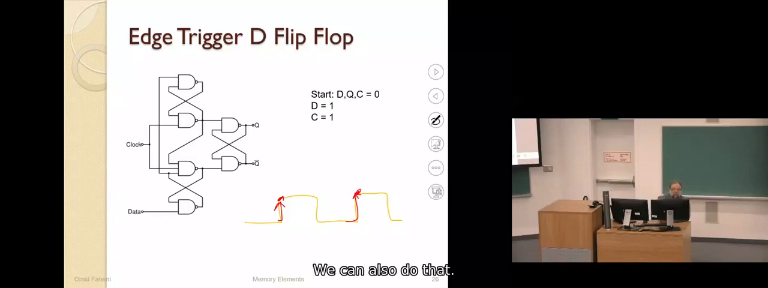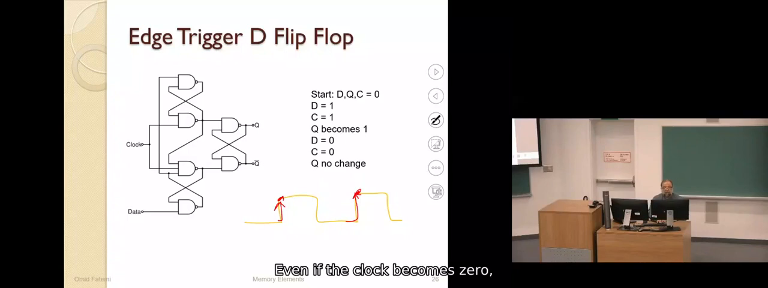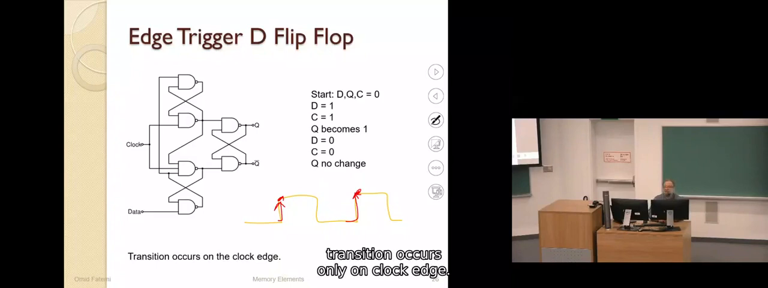We can also try that. You see that? It doesn't work. So it is not working on the falling edge. It is working on the rising edge. Even if the clock becomes 0, Q doesn't change. The transition occurs only on the clock edge. We call this an edge-triggered D flip-flop.